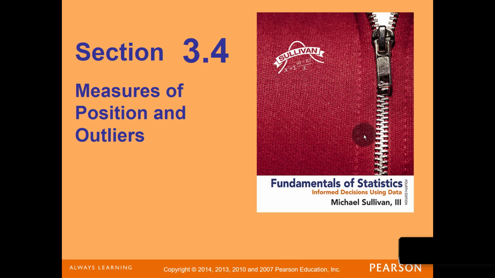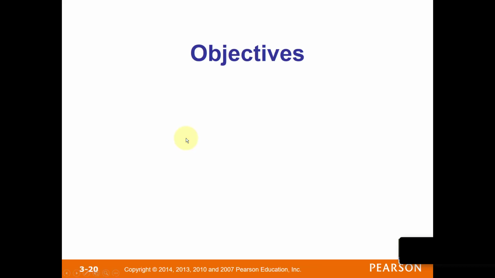And so now we're in 3.4. It's called measures of position and outliers. We're actually going to do 3.4 and 3.5 in this video because they're connected. It could easily be just combined into one section, and that's what I'm going to do here. It's a fairly easy section. I think it's easier than standard deviation. And so let's move forward.